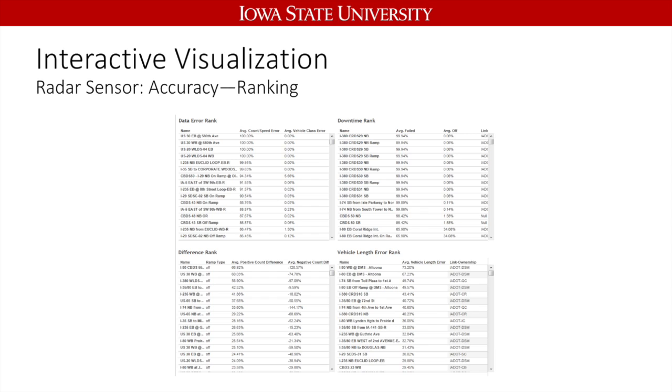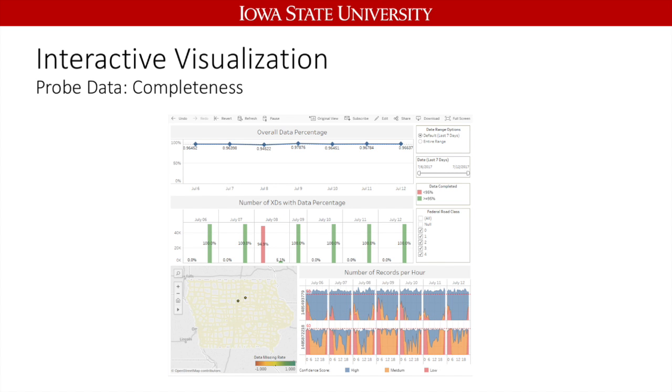Also, we output all the rankings of those sensors every 2 weeks. So for the IRIX data, we do 2 things about it. First is also the completeness. This is similar to the Viltrox data. We have a dashboard for the completeness.